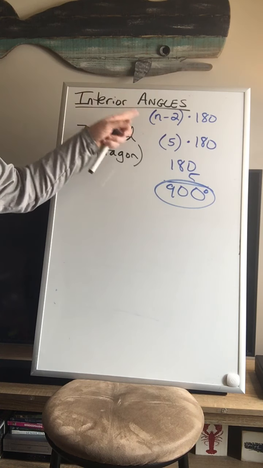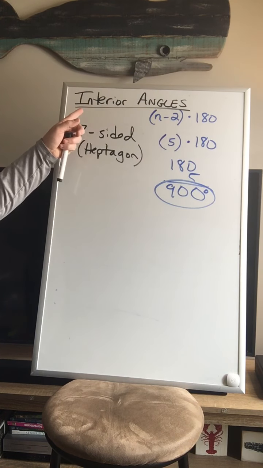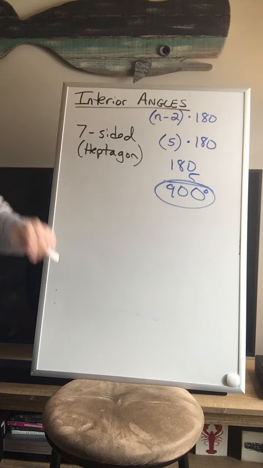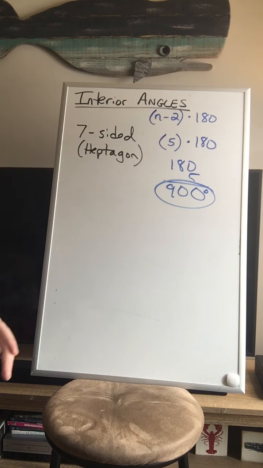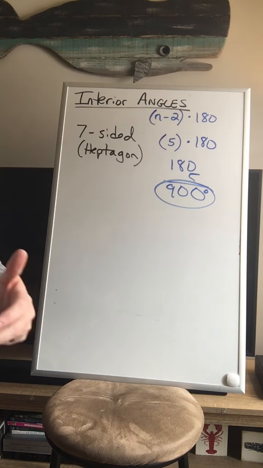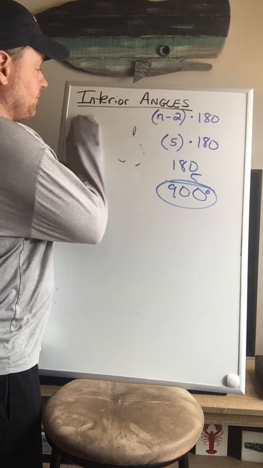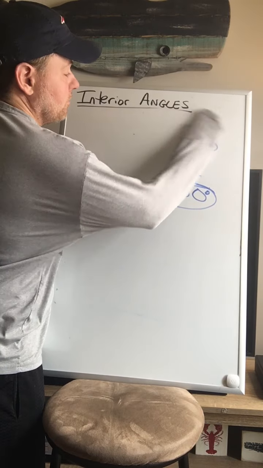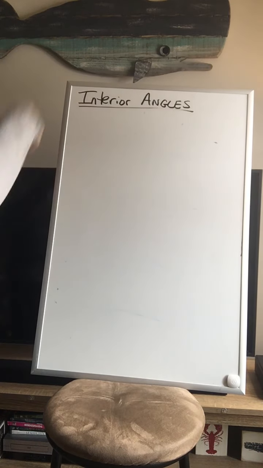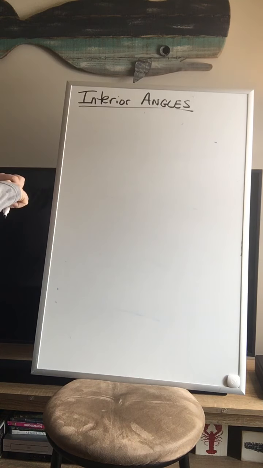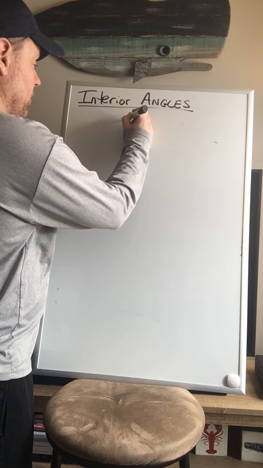Okay? So if you're trying to figure out the total number of degrees inside a polygon, all you do is you take 2 less than the number of sides and you multiply that by 180. Because that's ultimately how many triangles there are inside that figure. And we know each triangle is 180 degrees.